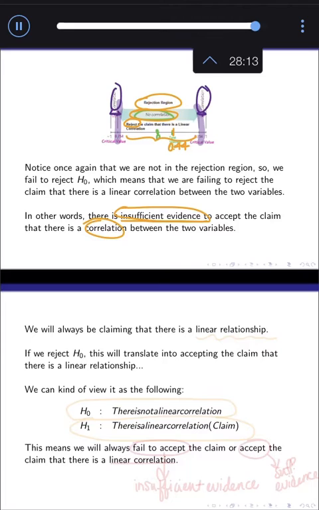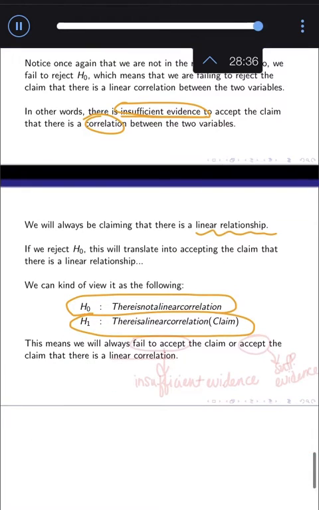So how does this really line up with hypothesis testing? In Chapter 10, we're always going to be claiming that there is a linear relationship, a linear correlation. So our H naught is going to be the reverse, that there's not a linear correlation. And so we're always looking at whether we're failing to accept or whether we are accepting the claim.